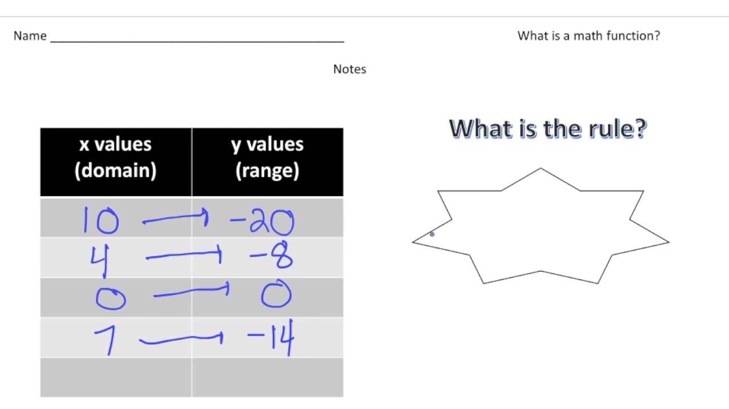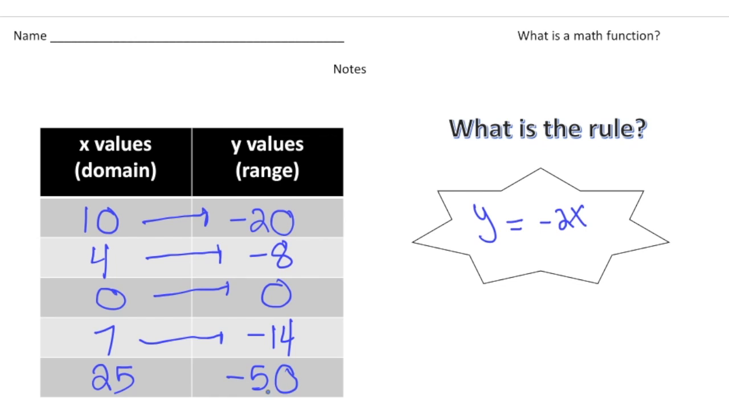The rule should be, to get the y value, we take the x value and multiply it by -2. There it is. So let's say we have an x value of 25. Based on our function rule, what would y have to be? It would have to be -50.